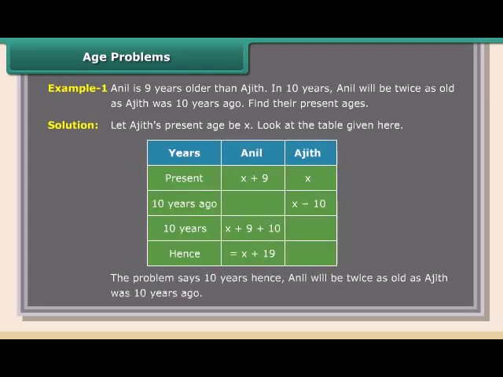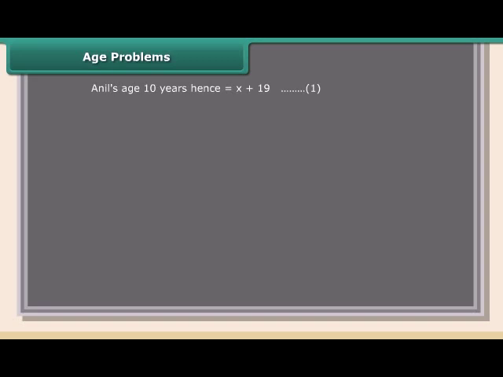The problem says, 10 years hence, Anil will be twice as old as Ajit was 10 years ago. Anil's age 10 years hence is equal to x plus 19. Equation 1. Ajit's age 10 years ago is equal to x minus 10. Equation 2. Therefore, 1 is equal to 2 into 2. x plus 19 is equal to 2 into (x minus 10).